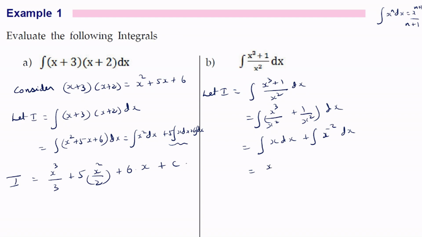So integral x dx is x square by 2 using this standard integral formula. Then plus integral x raised to minus 2 dx is x raised to minus 2 plus 1 upon minus 2 plus 1. So it is x raised to minus 1 by minus 1, or it is minus 1 by x. So this is minus 1 by x plus c. So this is the integral of this given function.